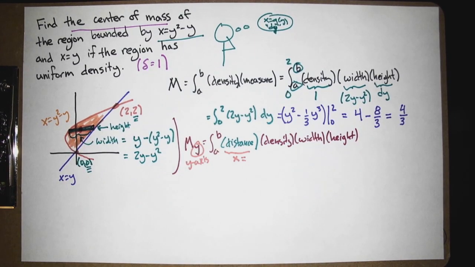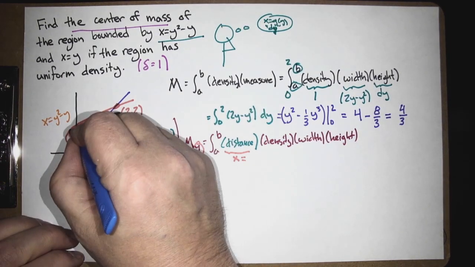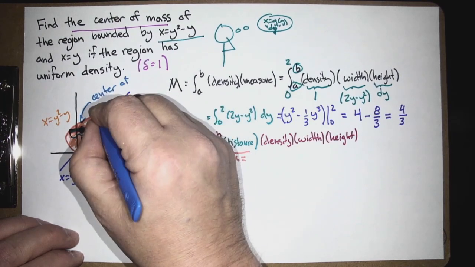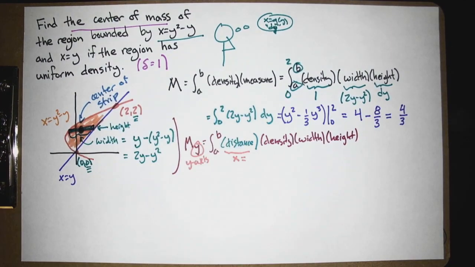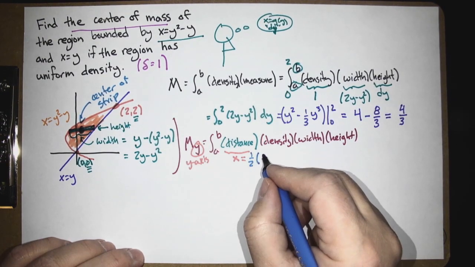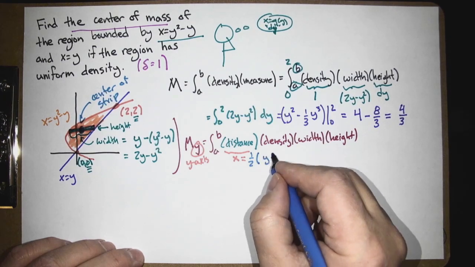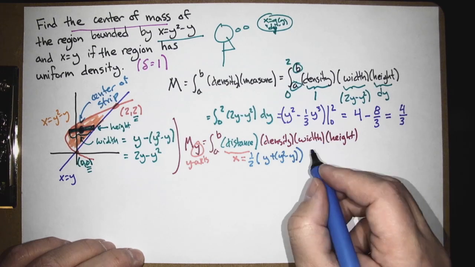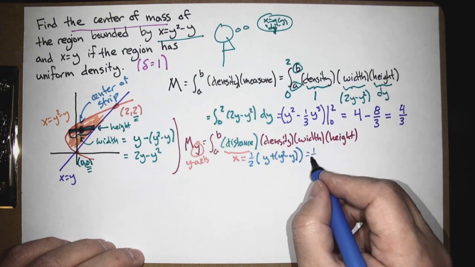All right, so running out of colors here, but here's the center of our little strip. How do you find the x-coordinate for the center of that strip? Add two functions and divide by 2. You add the left and the right, divide by 2. You're averaging the left and right-hand side. So that would be 1/2, then you add y and y squared minus y. And when we add those together, it turns out the y's cancel. We get 1/2 y squared.